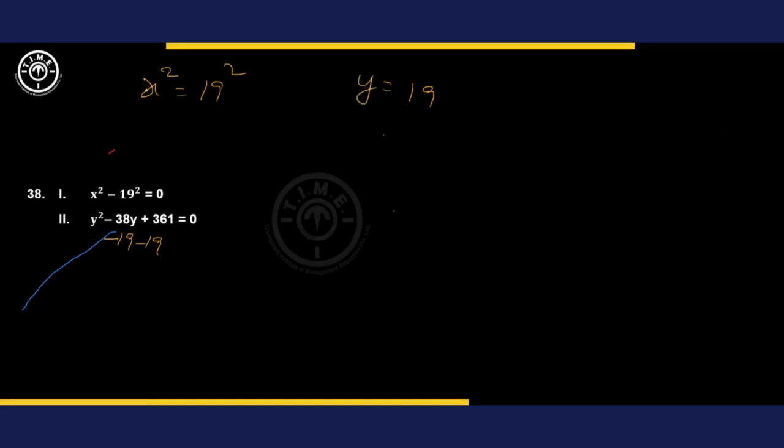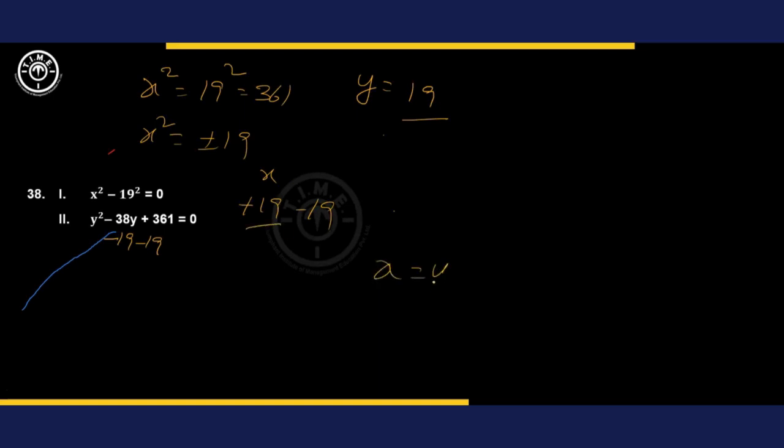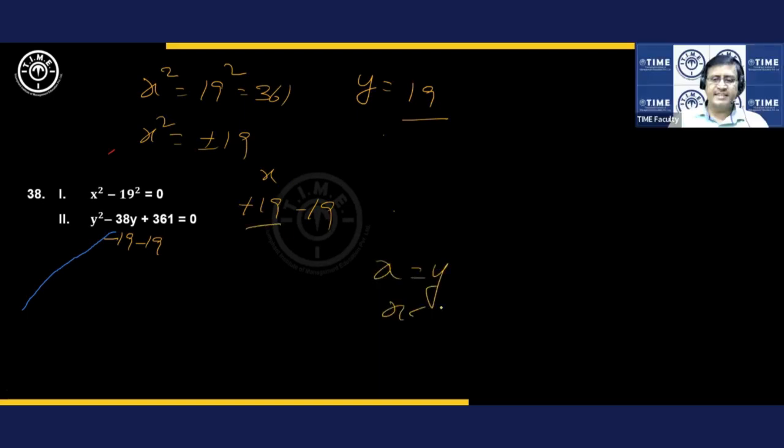19. Plus or minus 19, since x square is equal to 19 square. 19 square is equal to how much? 361. x square is equal to 361 means x is equal to how much? Plus or minus 19. So x is satisfying plus 19 and minus 19. y is equal to 19. x is less than or equal to y, combining these two.